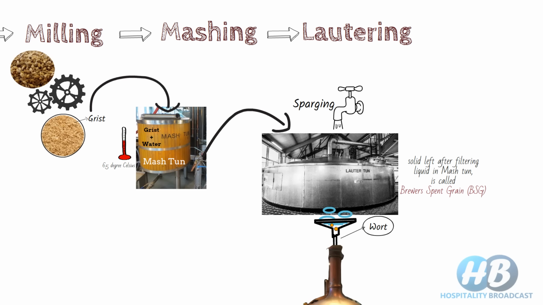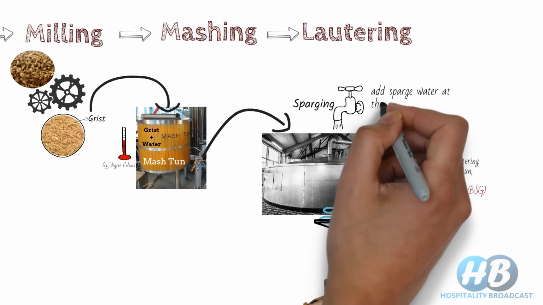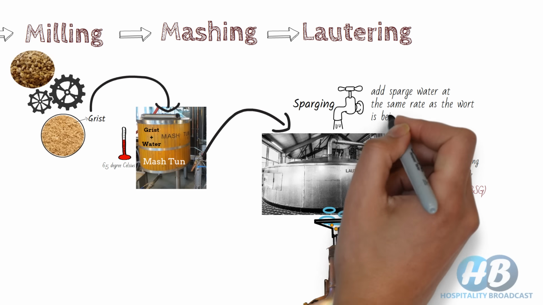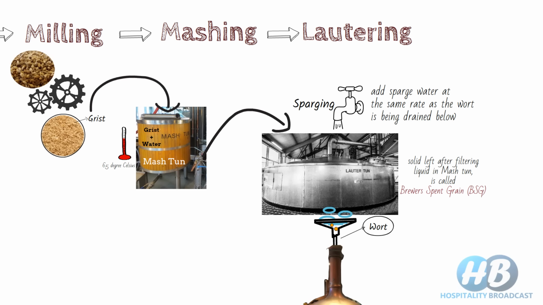But be careful while adding water. It must be added gradually without disturbing the grain bed, which acts as a natural filter for the wort. Ideally, add sparge water at the same rate as the wort is being drained below. And also don't add sparge water for too long, as bitter tannins might be stripped away with the wort.